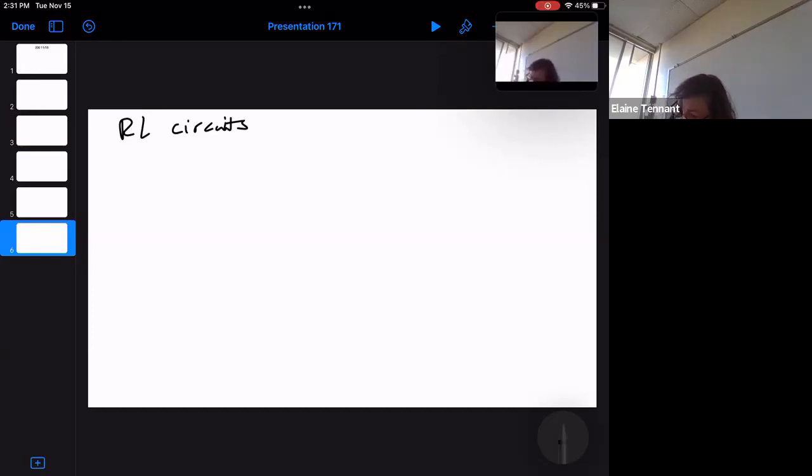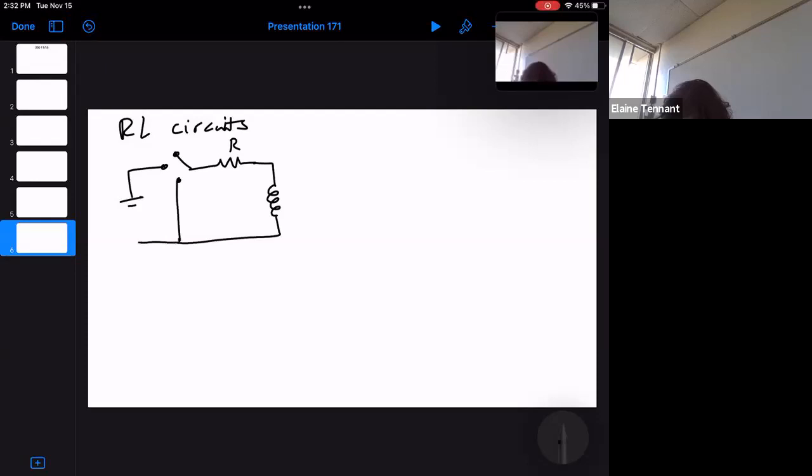Do you guys remember RC circuits by any chance? Yeah, the circuit with the resistor and capacitor where you charged up your capacitor and then you discharged it. Okay, excellent. This is somewhat similar, where we're going to get kind of the same equations. There are a few differences, but let's go through this.